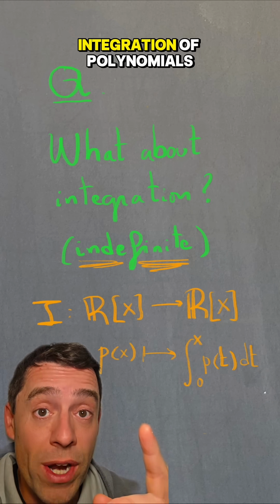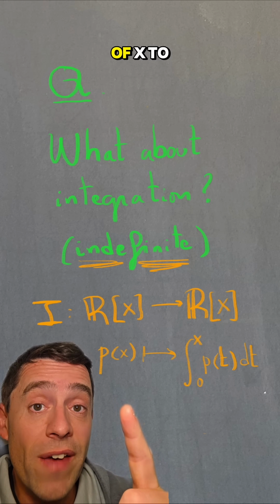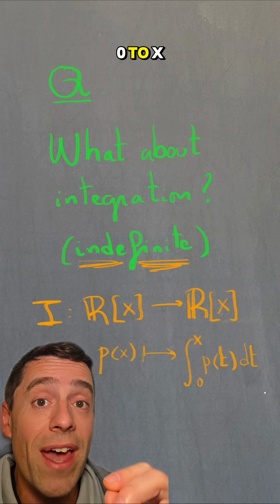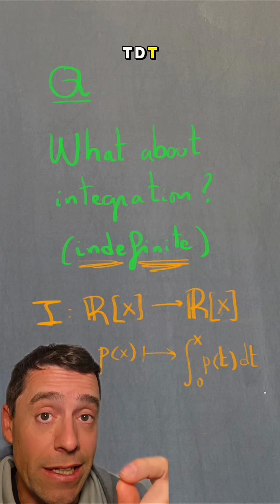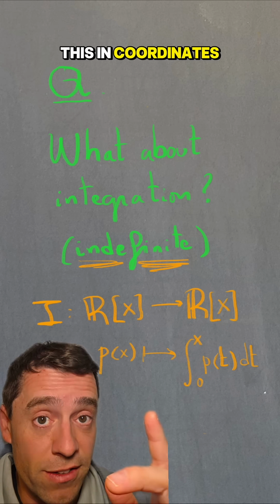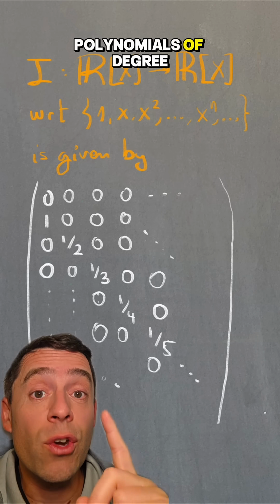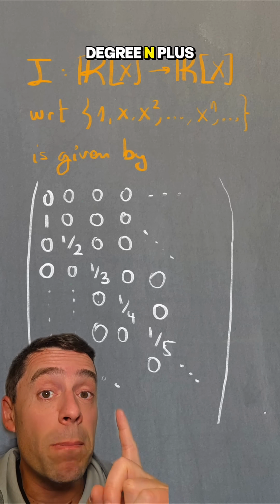So what about integration of polynomials? I want to go from p of x to the integral from 0 to x of p of t dt. Can I put this in coordinates? Now, for integration, polynomials of degree n will go to polynomials of degree n plus 1.